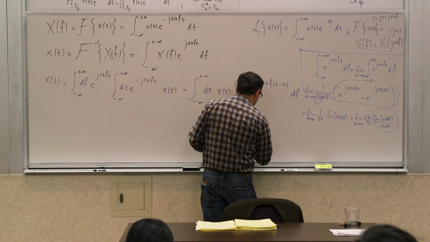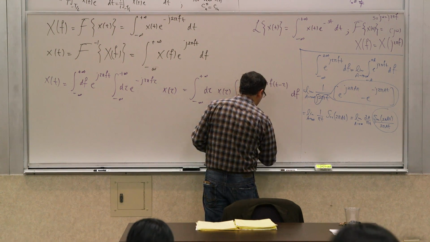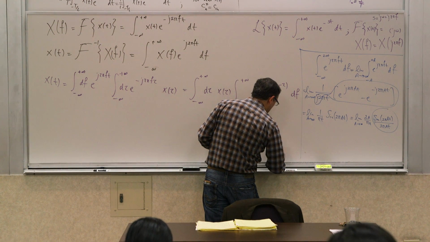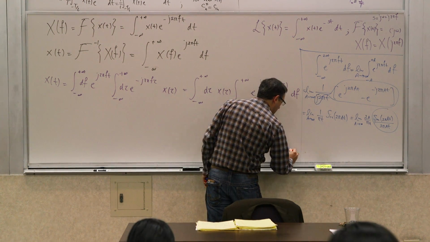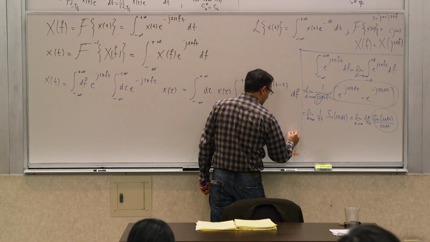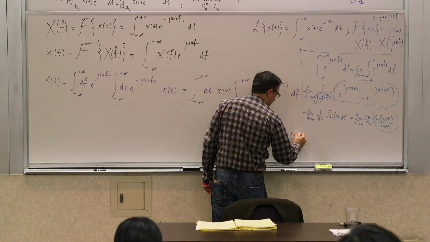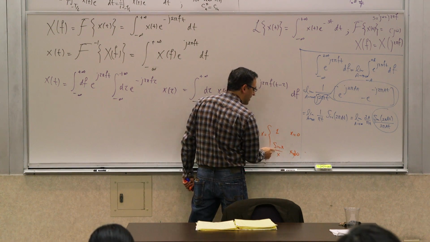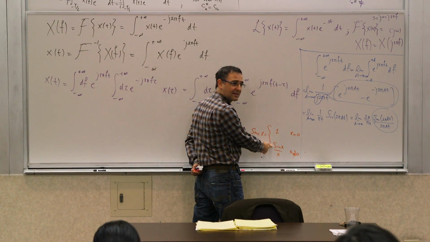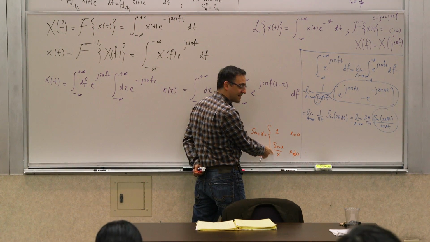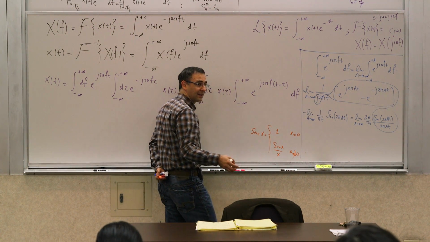So sinc of x, we define as sine of x over x when x is not equal to 0, and as 1 when x equals 0. Defining it this way makes it a continuous function, because the limit of this as x goes to 0 is 1. So it sets it to its limit, although it's not defined at x equals 0.